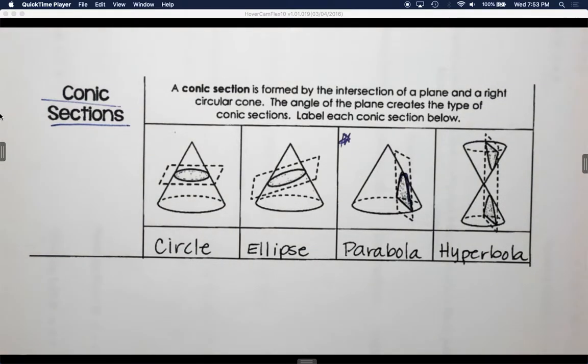Alright guys, so welcome to week 6. Last week we had an introduction to conic sections.